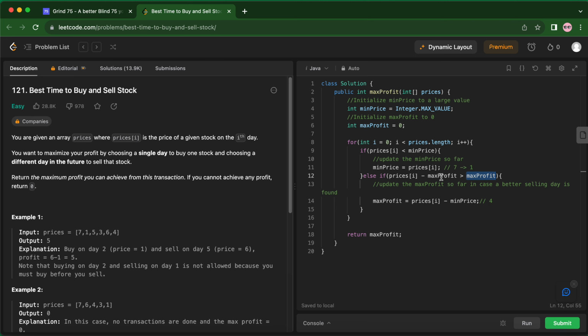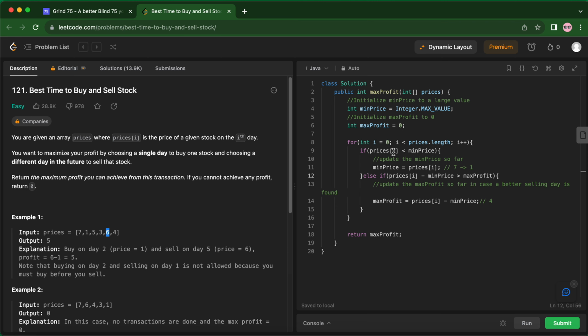Sorry, this cannot be max profit, this should be min price. That's how we calculate, because we bought it on min price. We are checking if I sell it at 3, so prices of I 3 minus min price 1. If I bought it here selling at 3, so 3 minus 1, is it greater than the maximum profit that I have found so far? Maximum profit is 4 right now, so no, selling at 3 will not give us any profit, so it will not enter this loop. And again I plus plus, we reaches 6.